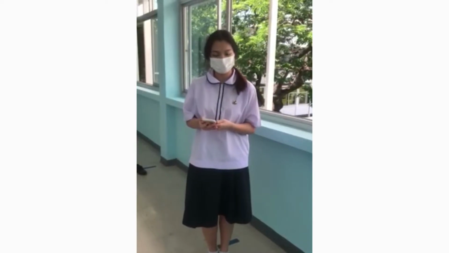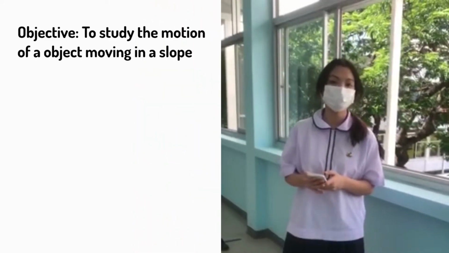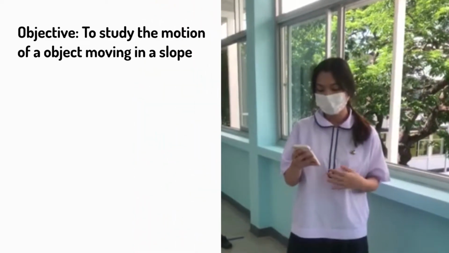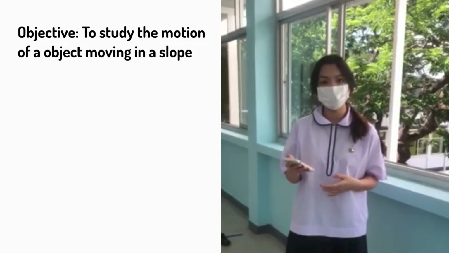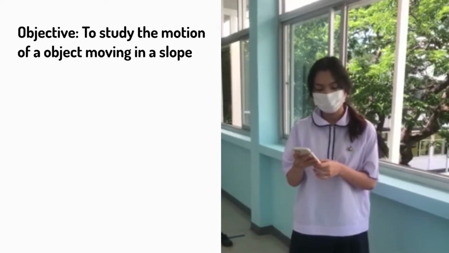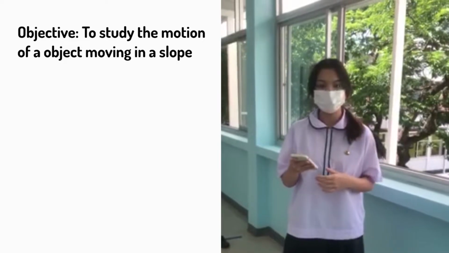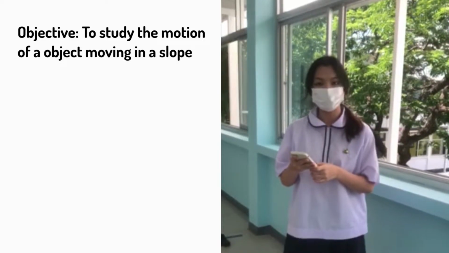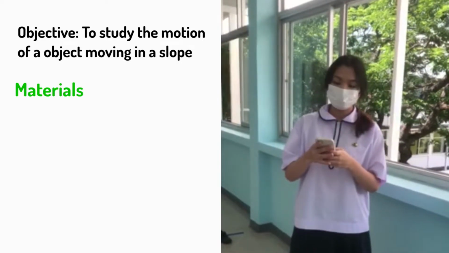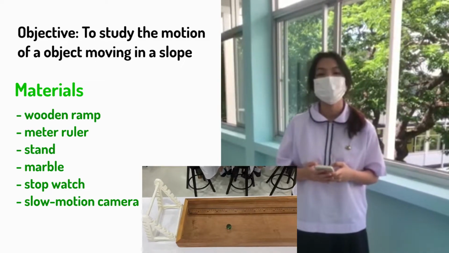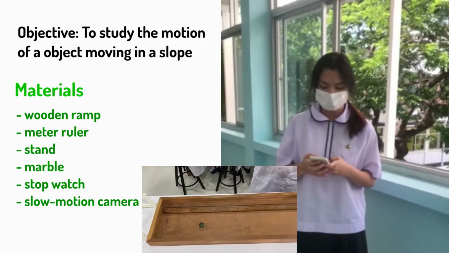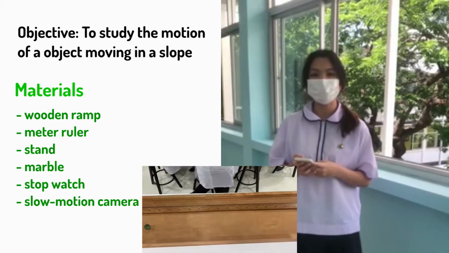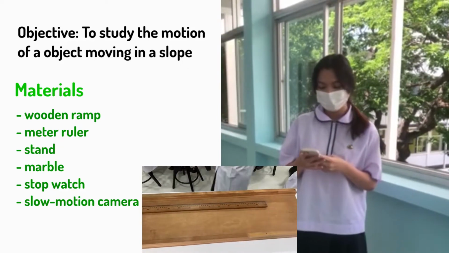Hello, my name is Lada and I'm gonna talk about objective. Our objective is to study the motion of an object moving in a slope, given that there's no friction and we're not gonna consider the air resistance. Our materials are a wooden ramp, a meter ruler, a stand, a marble, a stopwatch, and a slow motion camera.